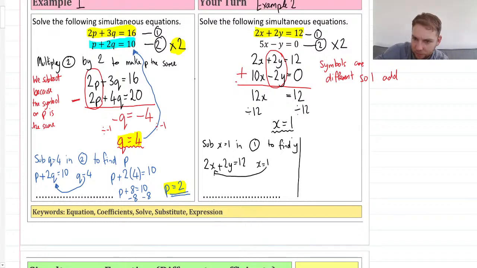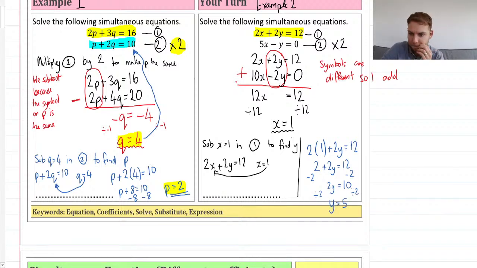So I end up with 2 times 2, because x is 1, 2 times 1 plus 2y is equal to 12. I'll now simplify this, so this is going to be 2 plus 2y is equal to 12. Then I need to do minus 2, 2y is equal to 10. And divide by 2, y is equal to 5. So there's our 2.